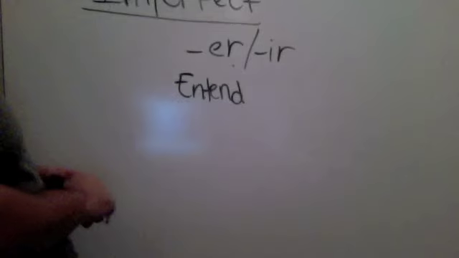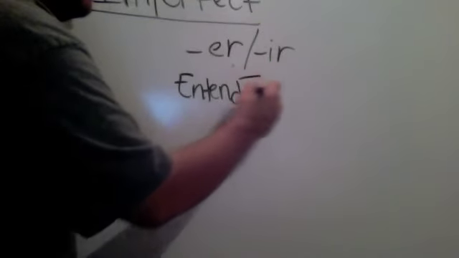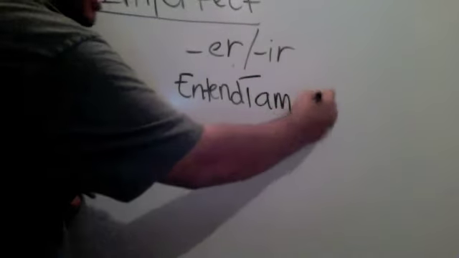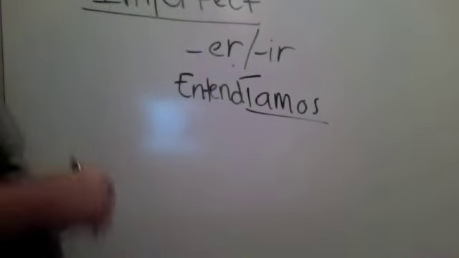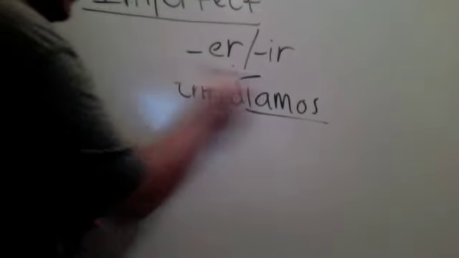Okay, and then nosotros. Íamos. It's that easy. That's how great imperfect is. That's why it's so great. Okay. Gretel had another verb she wanted to do next.